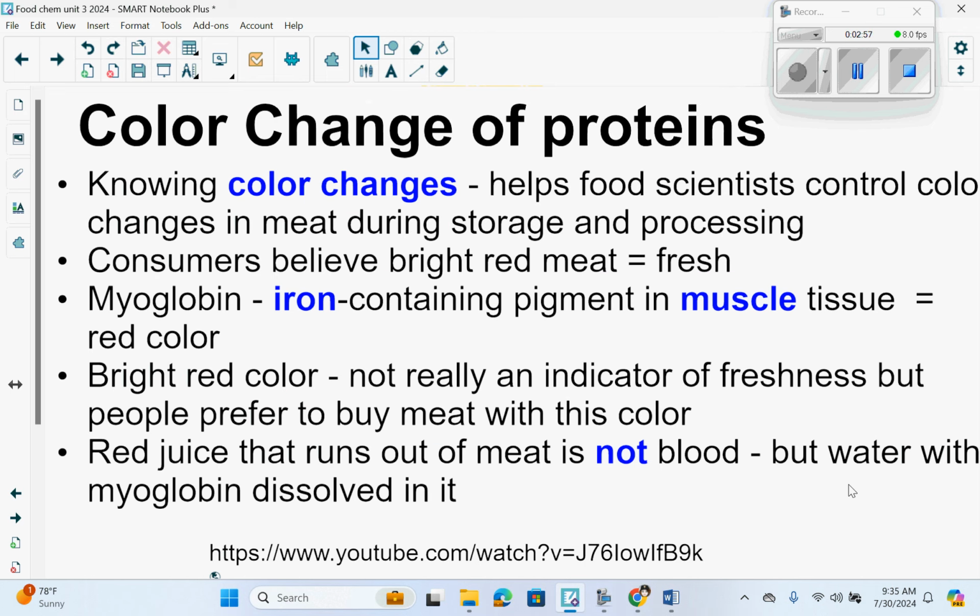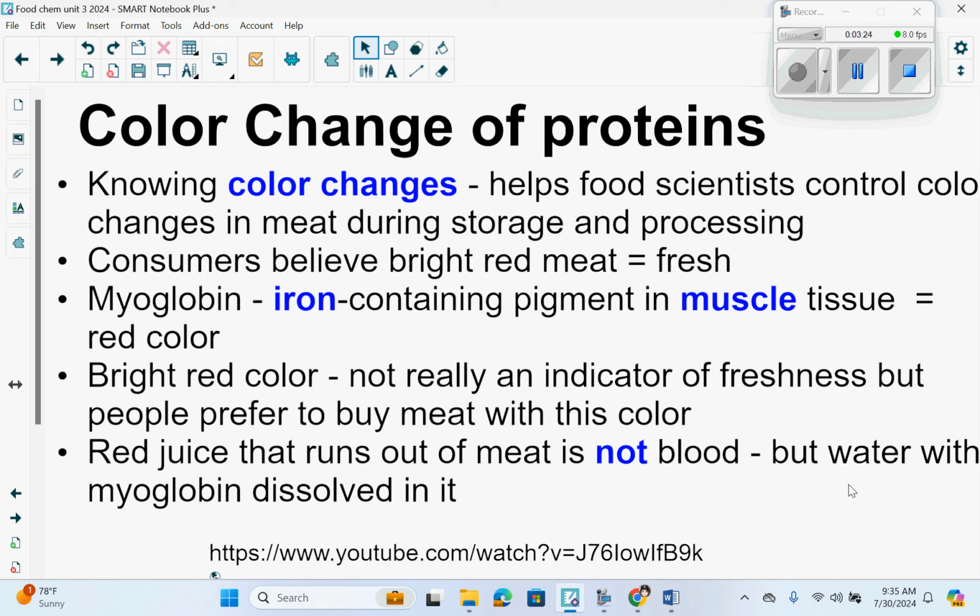Color changes of proteins. Knowing the color changes of proteins helps food scientists control color changes in meat during storage and processing. Consumers believe that bright red meat equals fresh meat. Now, there is something called myoglobin. This is an iron-containing pigment in muscle tissue, and it's a red color.